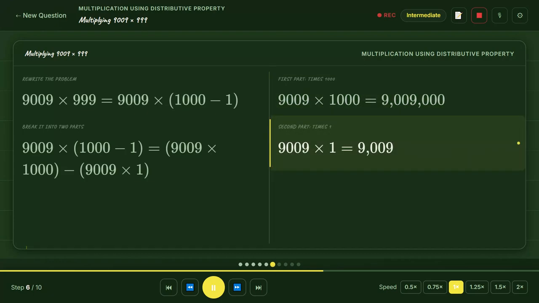Now let's do 9009 times 1. Any number times 1 is just that same number. So we get 9009.